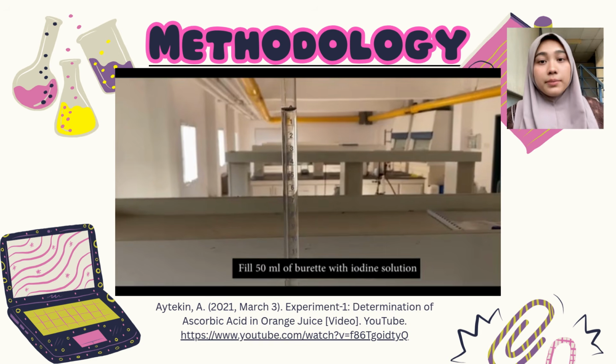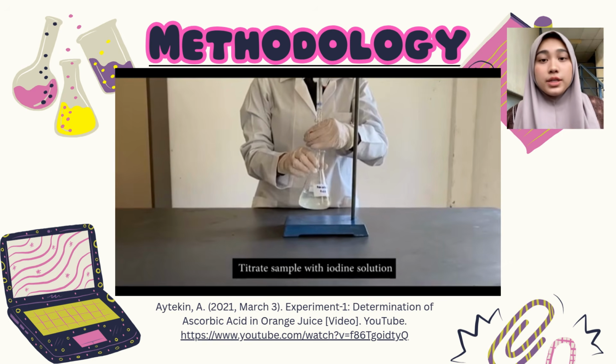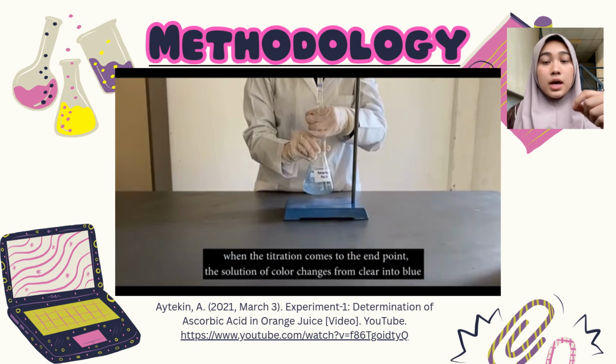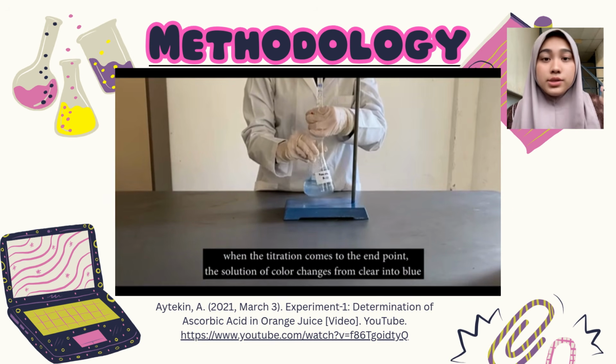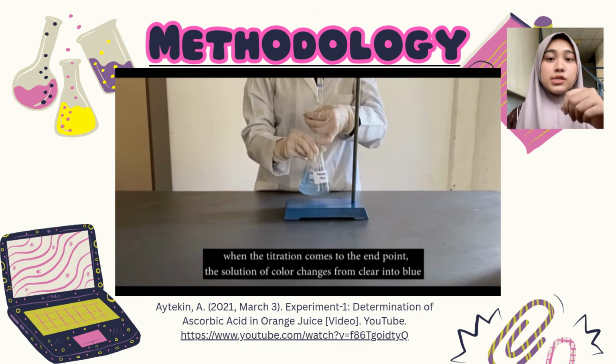Fill a 50 ml burette with a standard iodine solution. We record the initial volume reading on the burette before we begin. We begin the titration by slowly dripping the iodine solution from the burette into the flask while constantly stirring it.